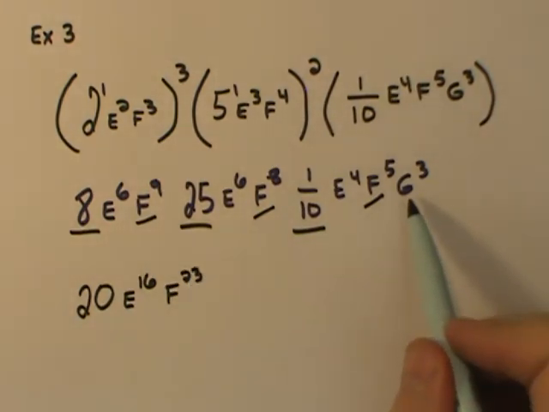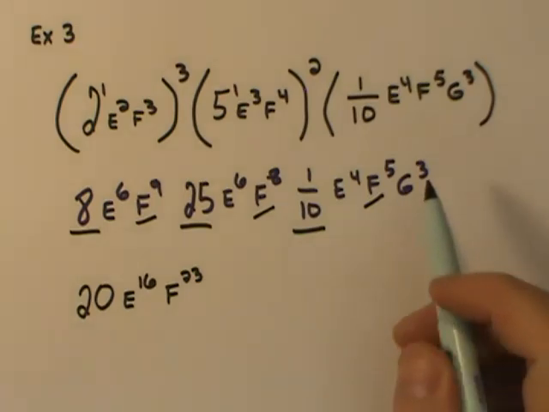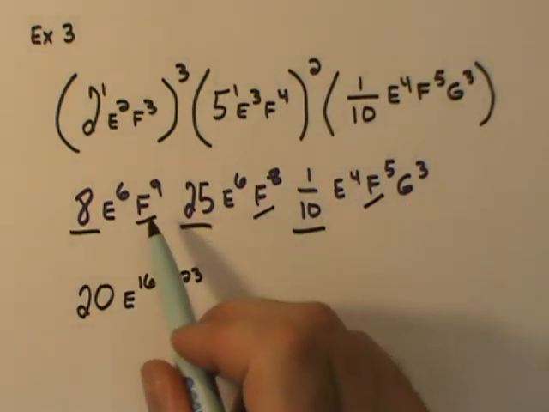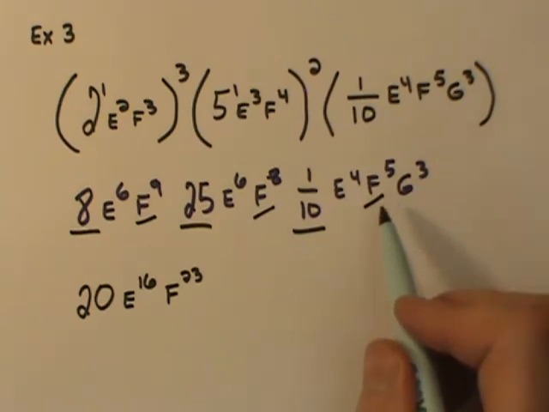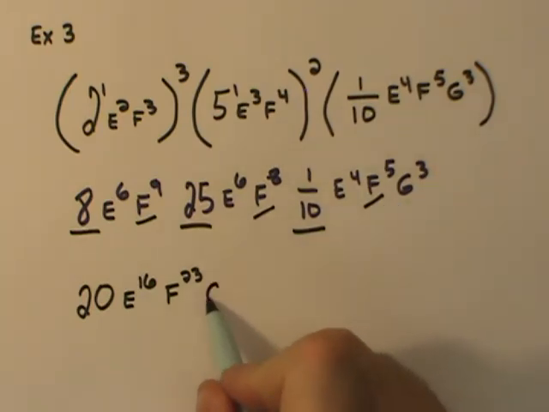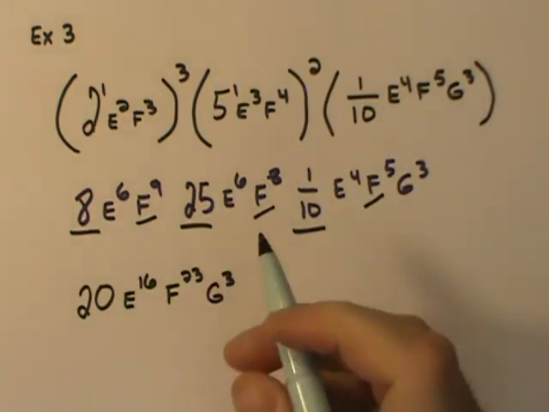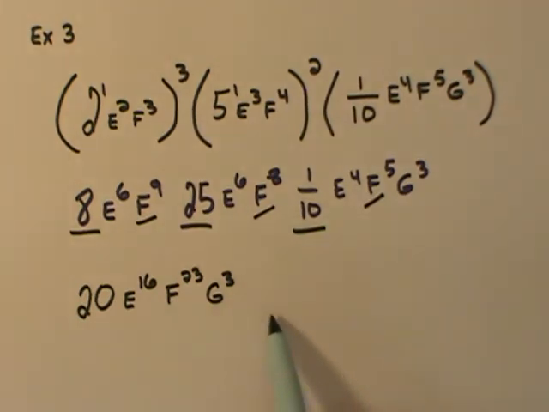And finally, I see that I never used this g variable. Because there's nowhere else for it to be combined with, I'm just going to bring it straight down and call it g3. Remember that when you list your monomials, it needs to be coefficient and then all the letters in alphabetical order. In this case, e, f, g.